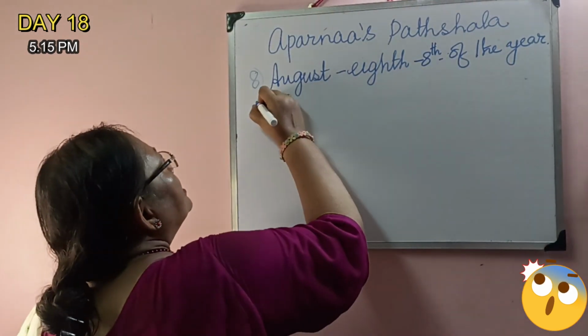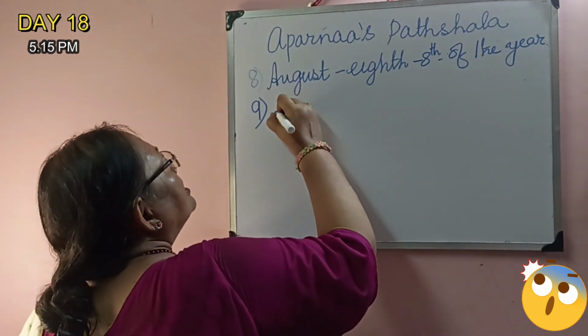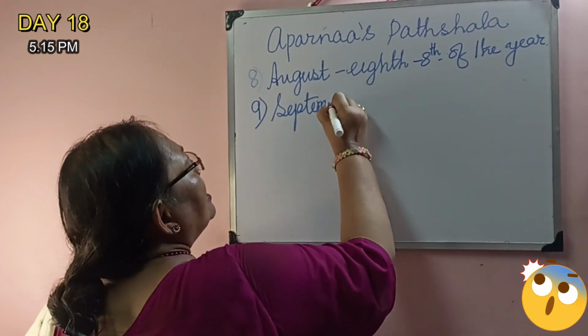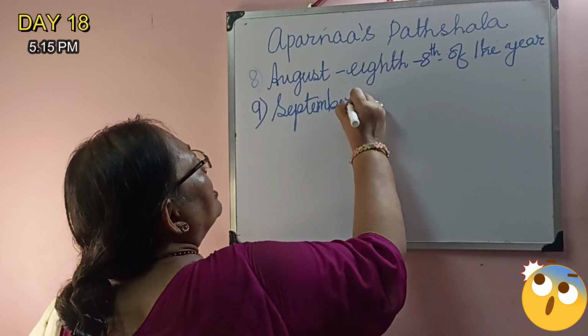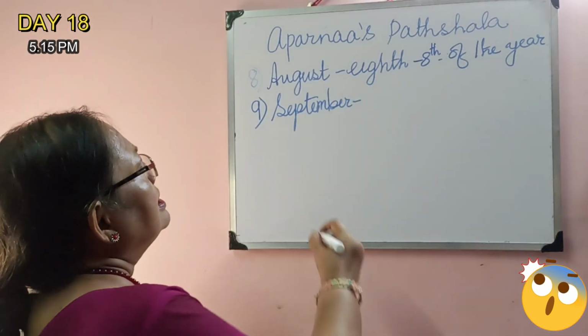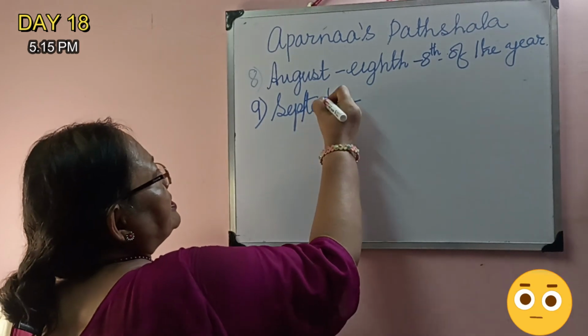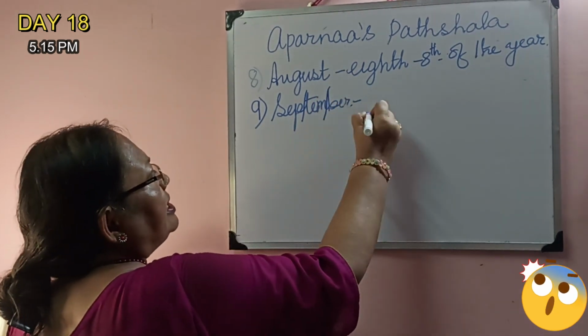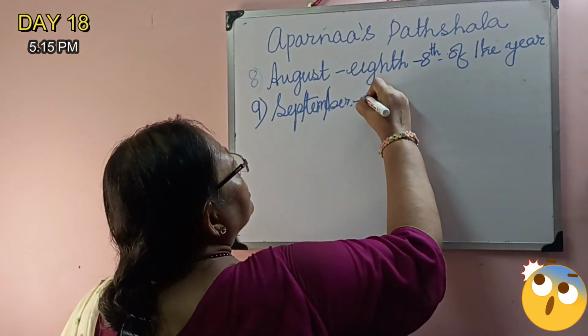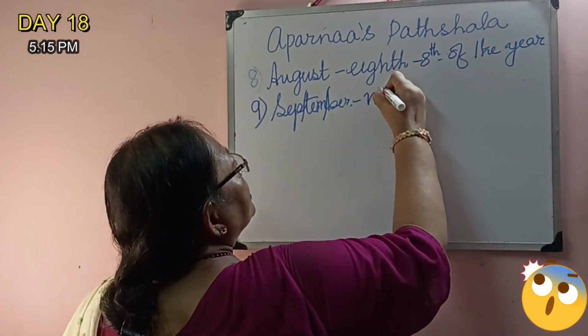Next comes number 9, September. S-E-P-T-E-M-B-E-R, September. Break it into syllables. S-E-P, sep, T-E-M, tem, B-E-R, ber, September. Then you won't forget.